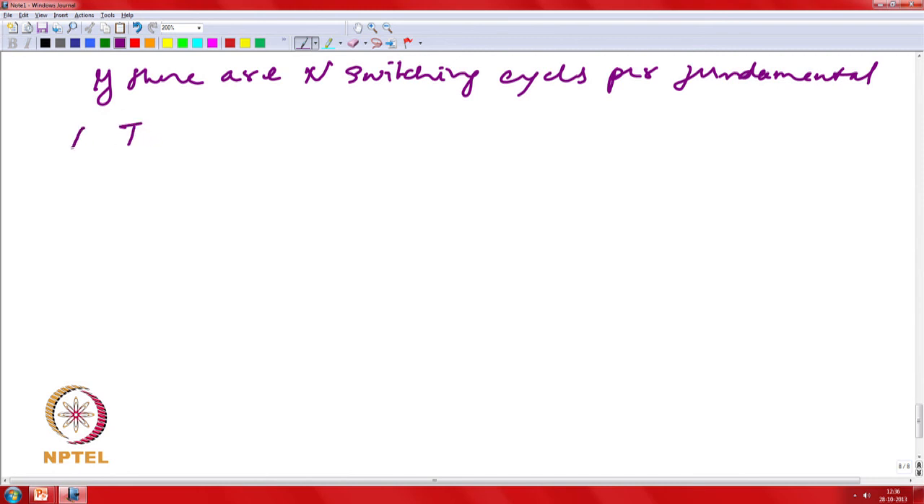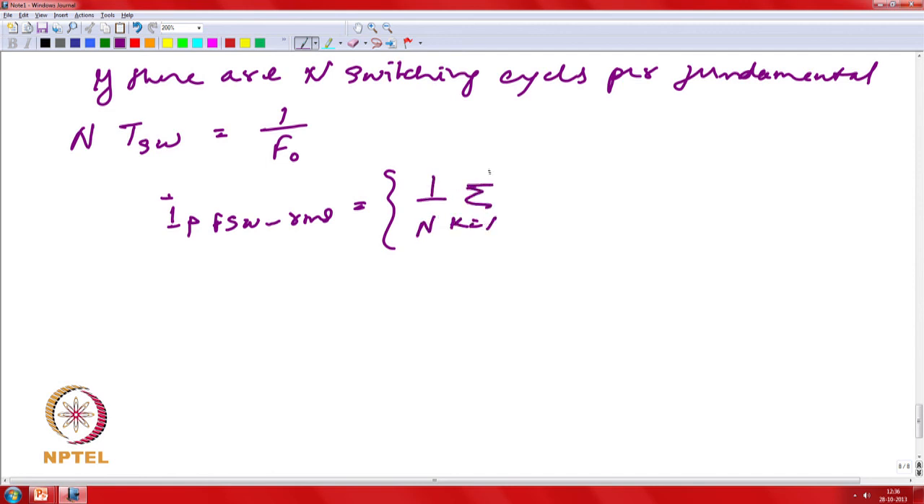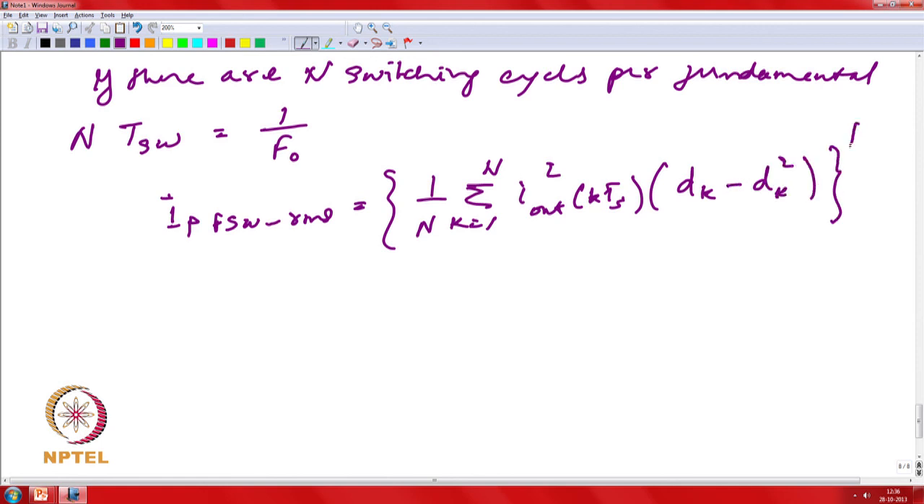We have n times TSW is 1 by f naught. F naught is your fundamental frequency. So using that, we can get a relationship for your RMS current as IP FSW RMS is 1 by n summation k is equal to 1 to n over the n points I out of kTSW, so depending on what your AC output is at the particular instant, square. So you do the RMS calculation over the number of cycles.